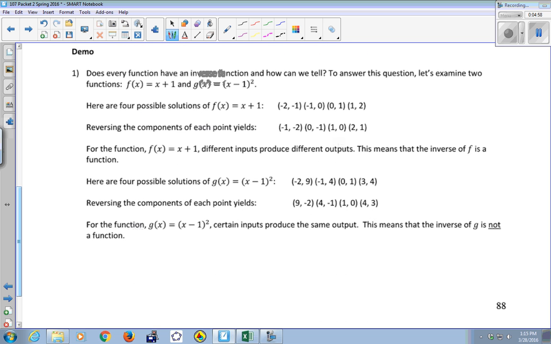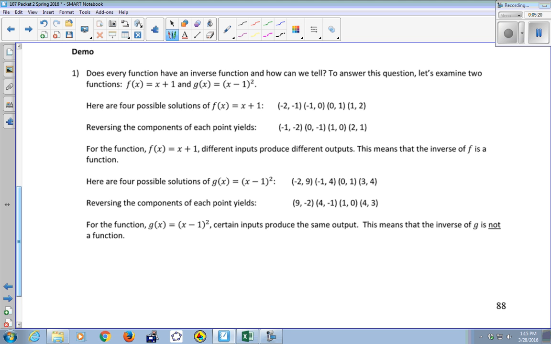So, does every function have an inverse function, and how can we tell? That's what we're going to talk about today, or what we're going to start with. So to answer the question, I'm going to look at two functions. f of x equals x plus 1, a simple line, and g of x equals x minus 1 squared, which is a parabola.